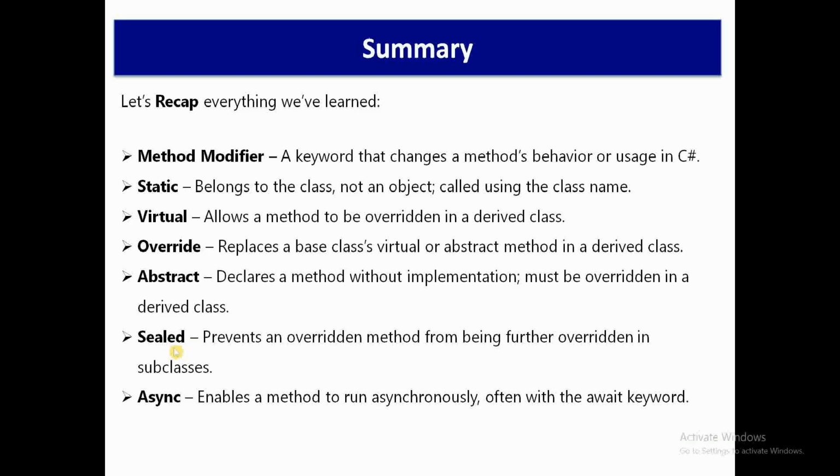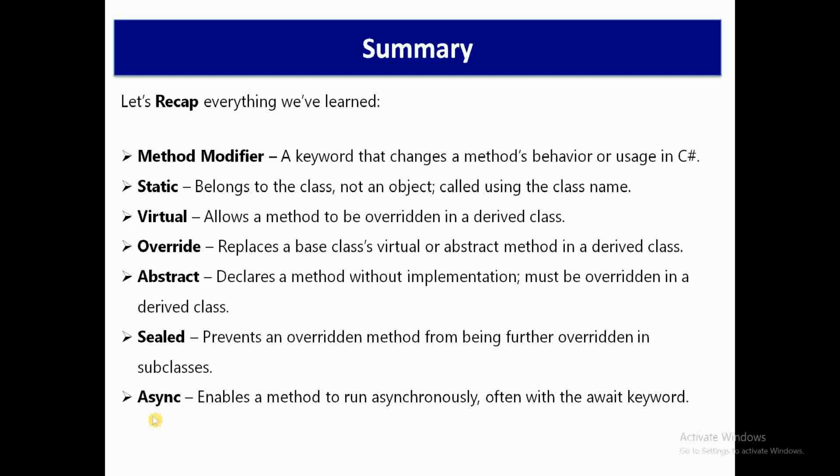Next we have sealed keyword, it prevents an overridden method from being further overridden in subclasses. As we already saw that if we provide 3 derived classes and we do not provide the new implementation, we want to stop this chain of inheriting the class again and again, we can provide some sealed keyword into that particular derived class, and it also works with override keyword, that sealed keyword.